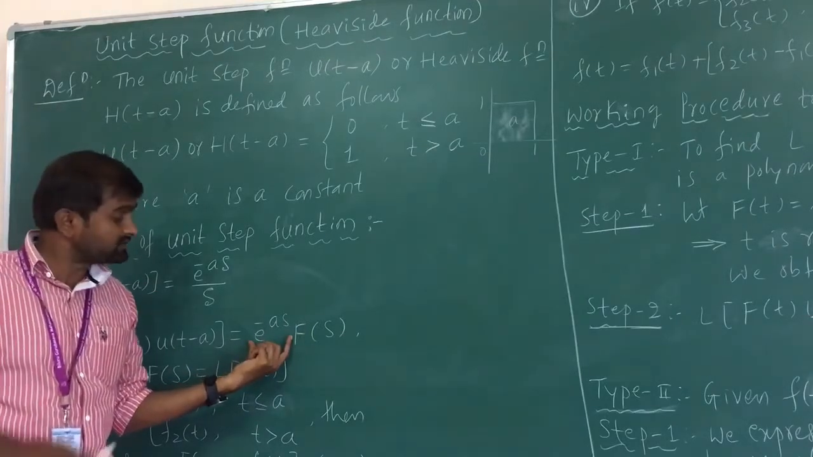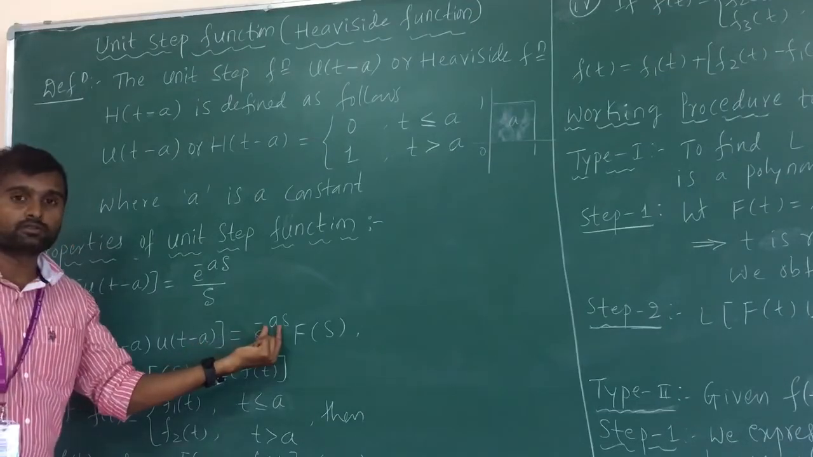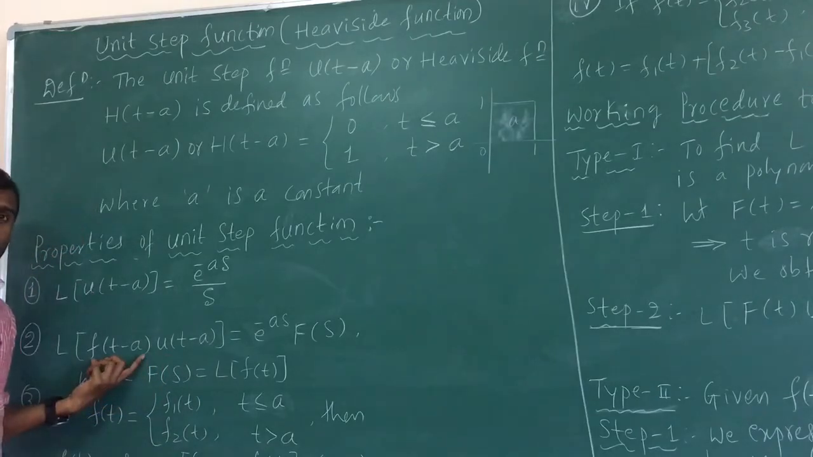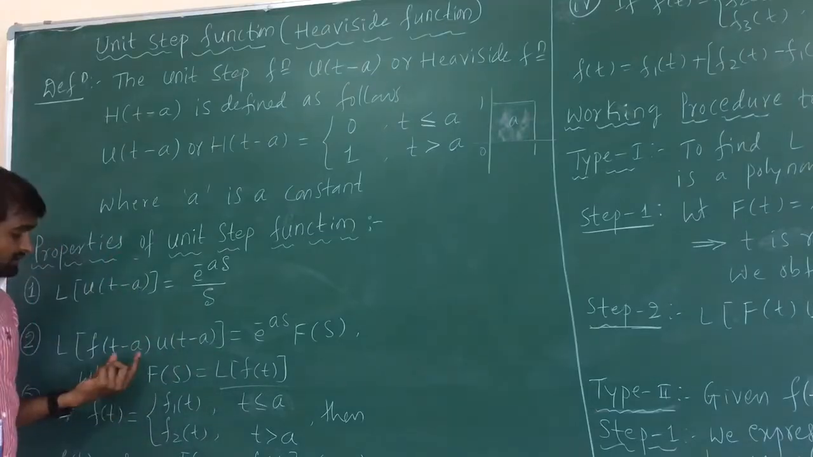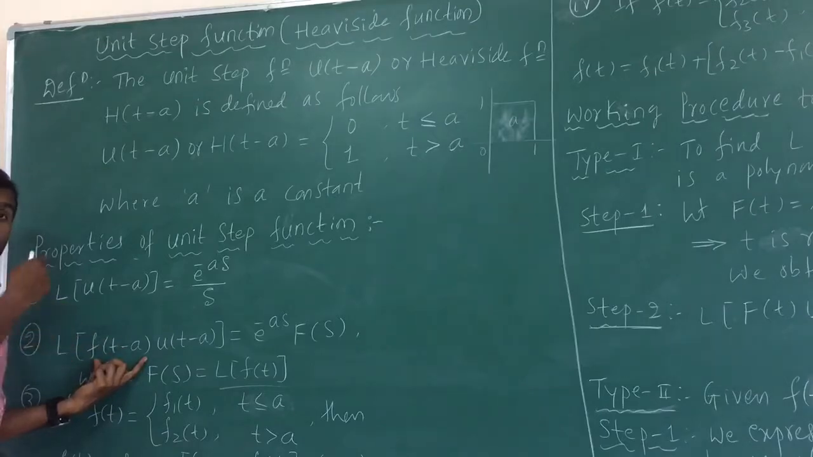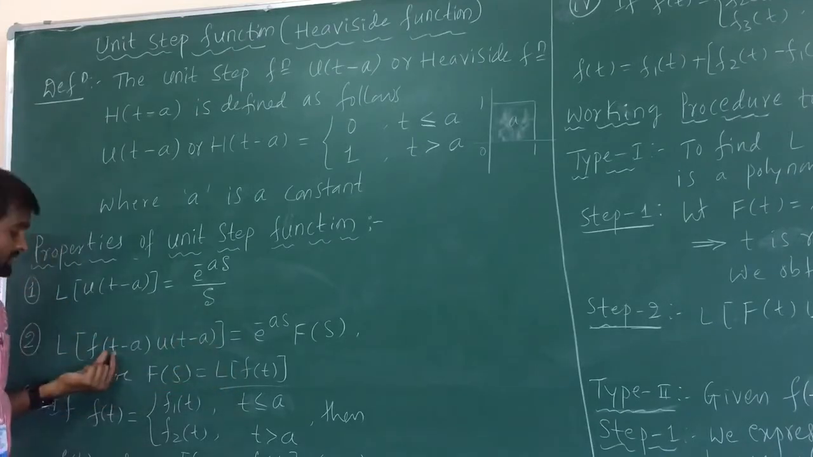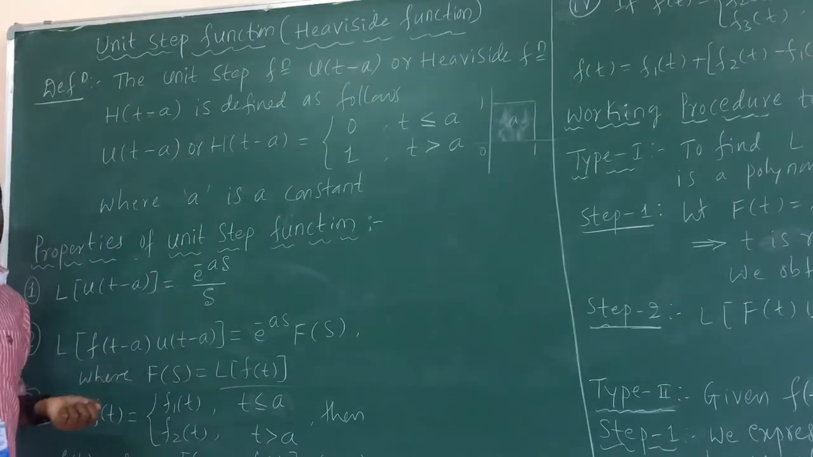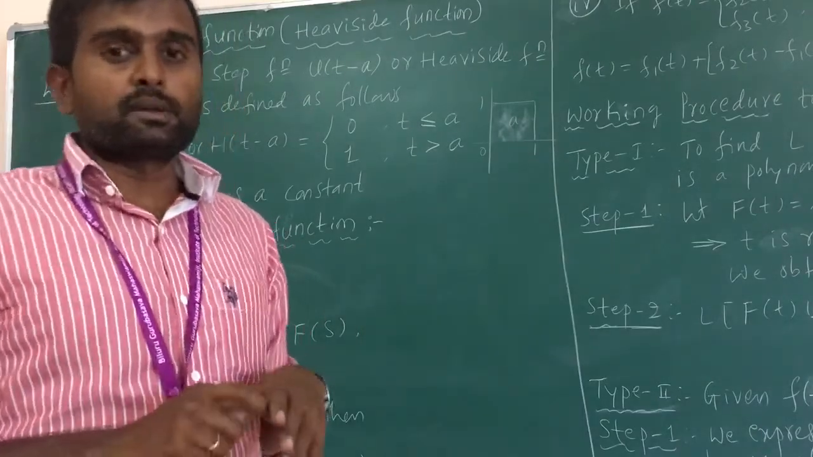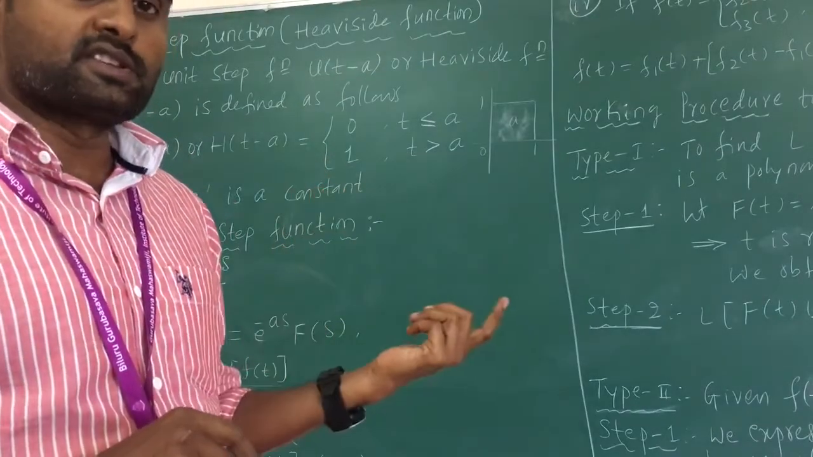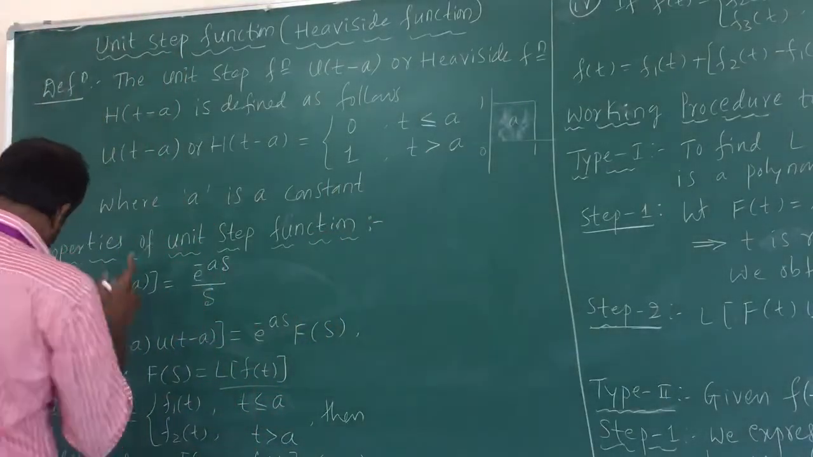So this is e raised to minus as, where a is the value, and then we need F of s. We know L of f of t is F of s, but we need to convert this function in terms of f of t. For the function to become f of t, we substitute t plus a in place of t, since we had t minus a. If you have t plus a and substitute in place of t minus a, then you get f of t. Whatever the function is, we need f of t, and the function given there should be placed there. While solving examples I will explain clearly.